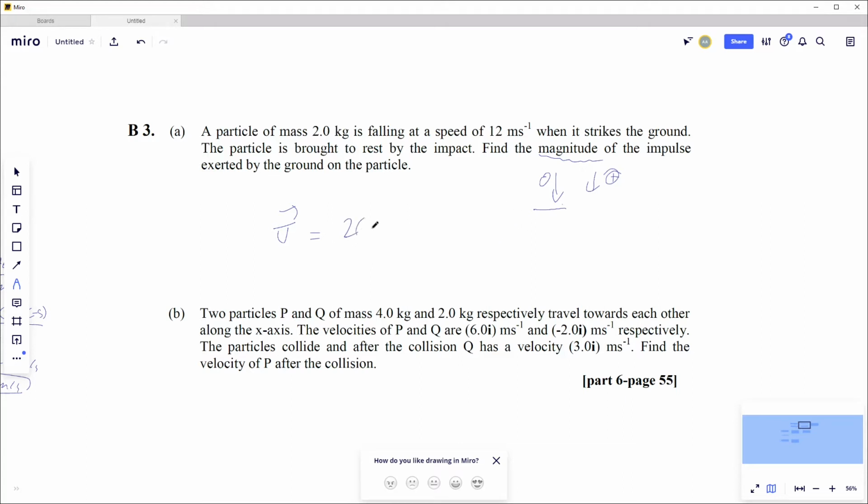So 2 times final, it's at rest, minus initial 12, positive, so 12, and we got a negative answer, minus 24. Again, it doesn't matter because everyone picks their own direction. We want magnitude, in newtons per second, so you remove the negative and it'll be 24.